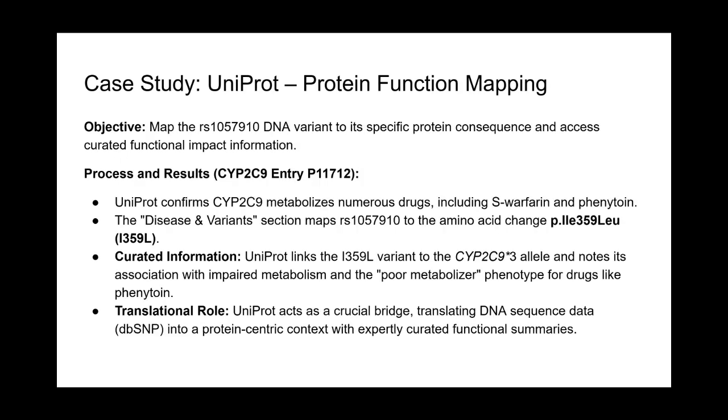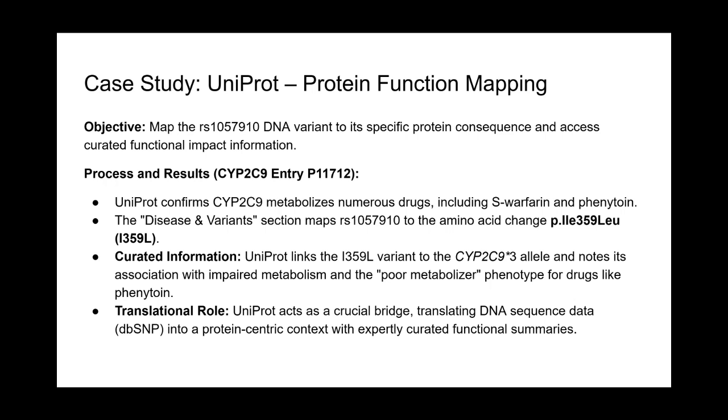The UniProt Knowledge Base, UniProtKB, is the world's most comprehensive resource for protein sequence and functional information. It integrates data from literature and computational analyses to provide a detailed profile of a protein, including its function, structure, and associated variants. Here, the objective is to use UniProt to map the rs1057910 DNA variant to its specific protein consequence and access curated information about its functional impact.